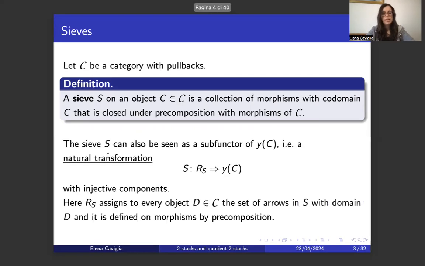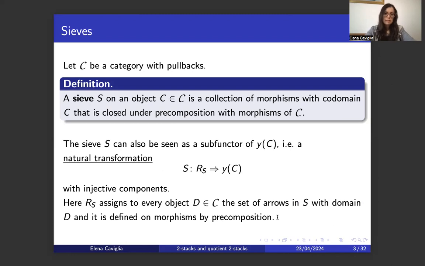And another way to see a sieve is as a subfunctor of the Yoneda of C. So it is a natural transformation of this form, with target Yoneda of C with injective components. And the source of this natural transformation assigns to every object of C the set of all arrows in S with domain that object. And then we can define this R of S on morphisms simply by precomposition.